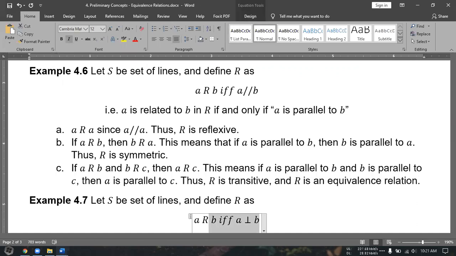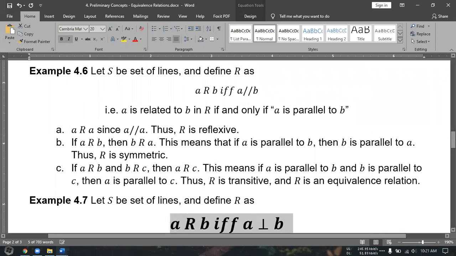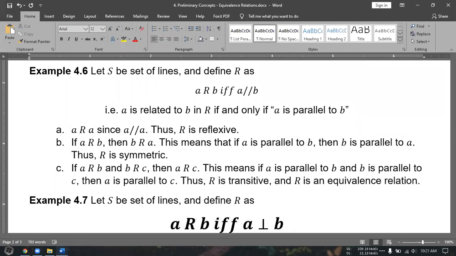Reference natin. This is our reference. Let S be the set of lines and define R as A is related to B if and only if A is perpendicular to B. First condition. Yes or no? Satisfy or hindi masasatisfy?